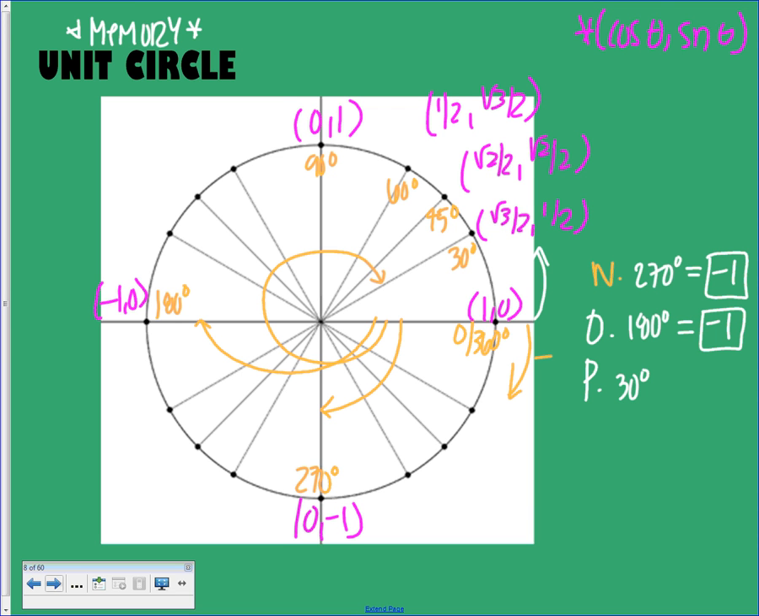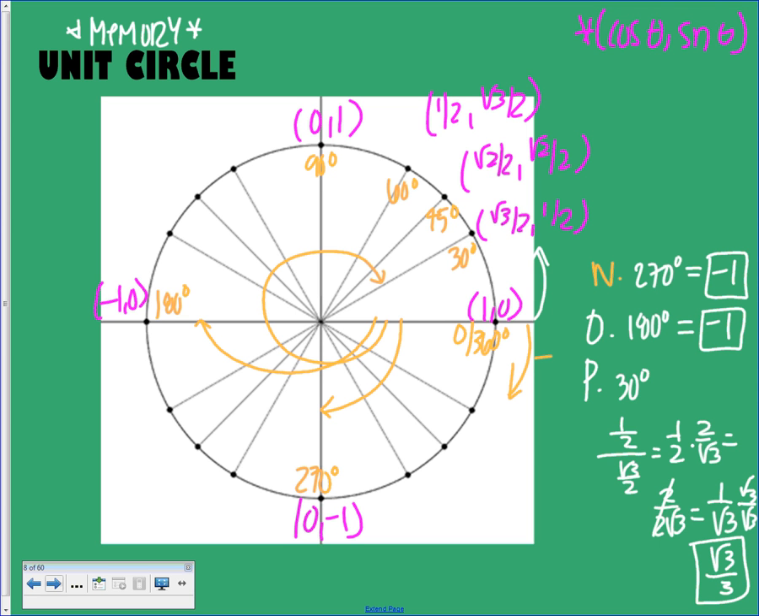Okay, tangent is sine over cosine. So that's going to give me 1/2 over the square root of 3 over 2. So that's going to give me 1/2 times 2 over the square root of 3, which gives me 2 over 2 square roots of 3. So my 2's cancel, so 1 over the square root of 3. And once I multiply the top and the bottom, that's going to give me the square root of 3 over 3. If you don't want to do that math and you just want to commit the tangents to your memory as well, I think that might be a great idea.